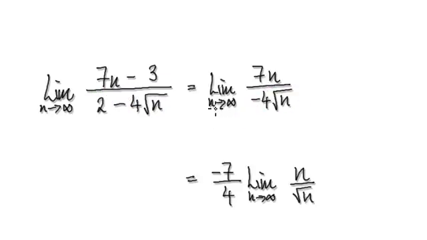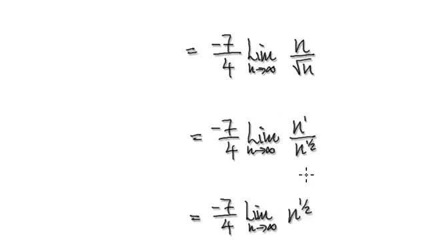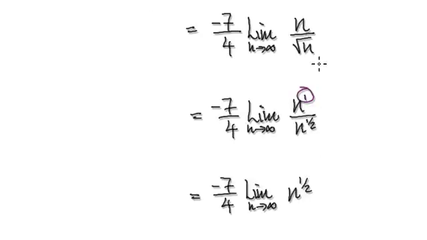Now take the limit of this thing here as n tends to infinity. This here is a constant, so let's take it out here. That will then give you this. So now it's just a matter of finding out the limit of this. Rewrite this as n to the power of 1, and then over, the square root is really to the power of a half. So now it's 1 take away a half, which will be positive a half.